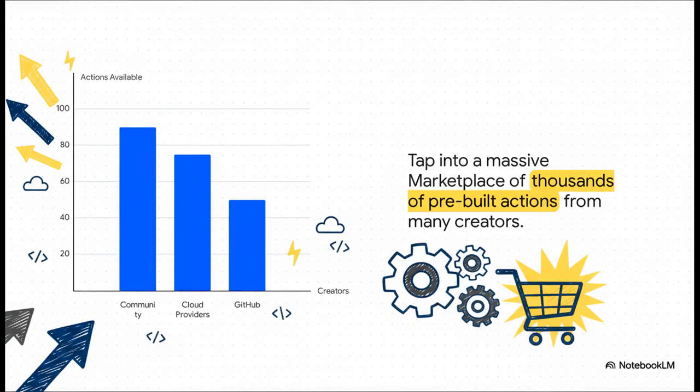And speaking of that uses keyword, that little thing taps into the absolutely massive GitHub Actions marketplace. We're talking thousands of pre-built actions made by the community, by cloud providers like AWS and Google, and by GitHub itself. Do you need to deploy to the cloud? Send a Slack notification? Yeah, there's an action for that.